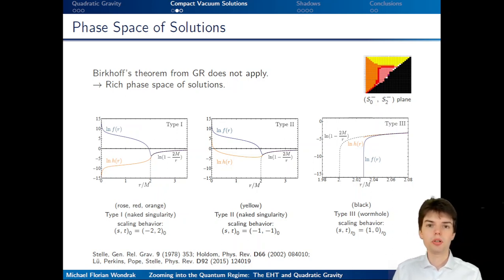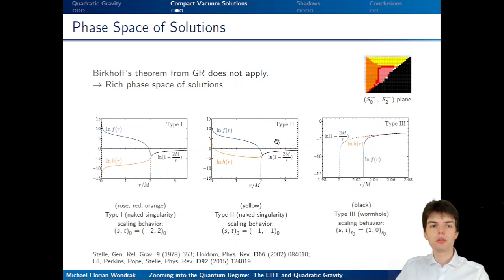And so they are not important. We just recover GR, and so the solution we have is Schwarzschild. But apart from Schwarzschild, we have rich behavior around. Here you see these type 1, type 2, and type 3 sample solutions, namely f and h of r as a function of the radius in the logarithmic plot. You see different scalings, different behaviors.